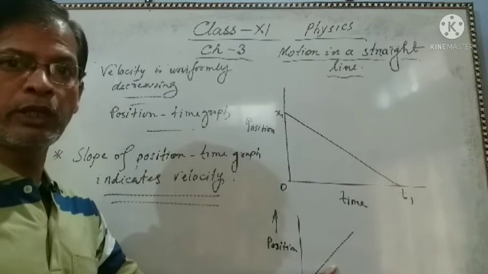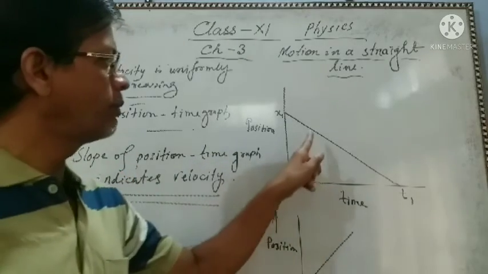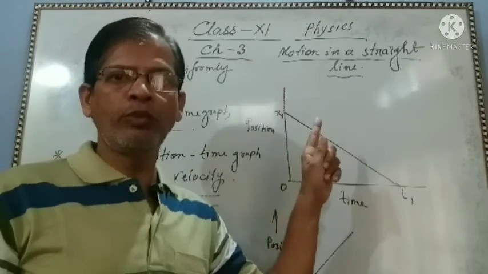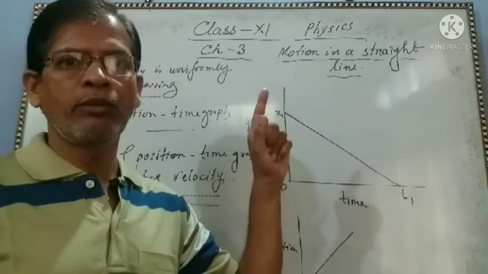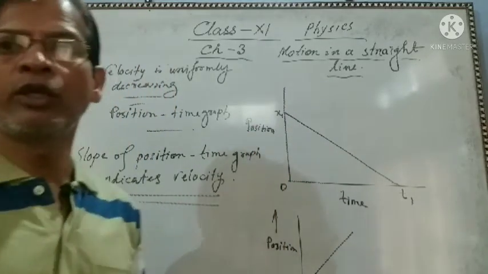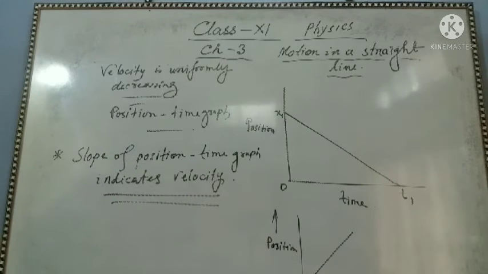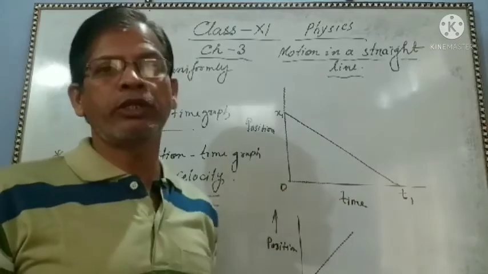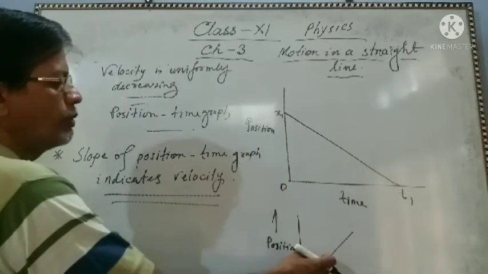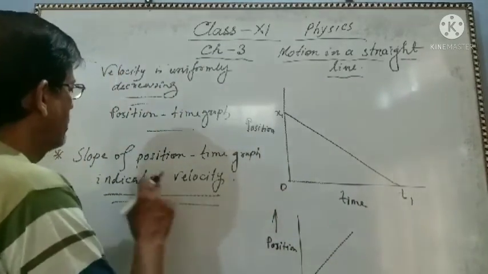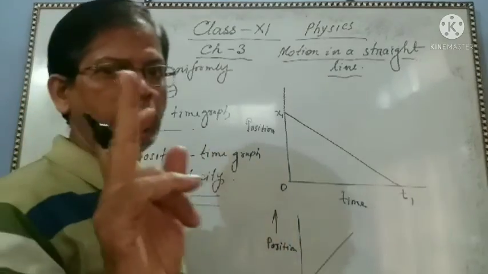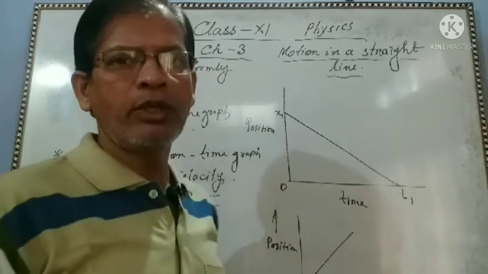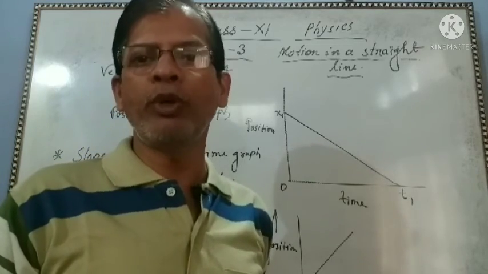Here velocity uniform but positive. Here velocity is uniform but position is decreasing. Here negative velocity. Here positive velocity. Here slope will be positive, so positive, uniform velocity. And here slope is negative, so this will be uniform negative velocity.